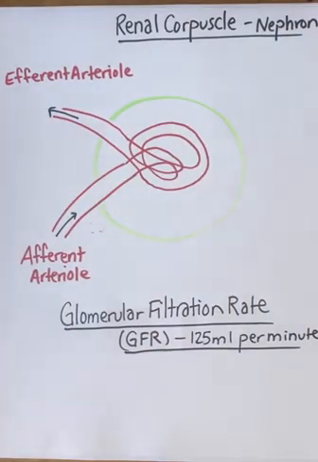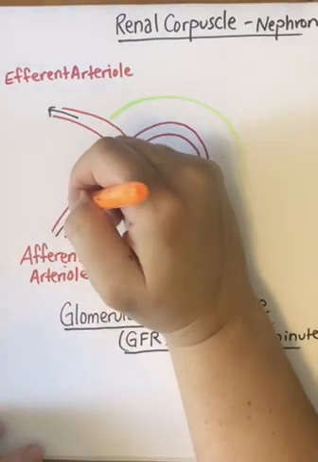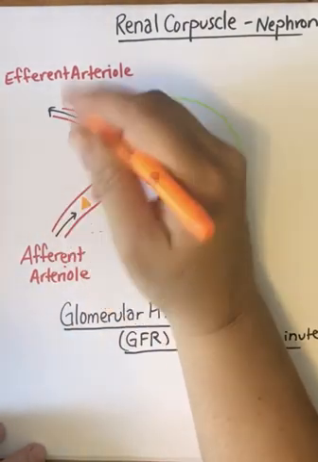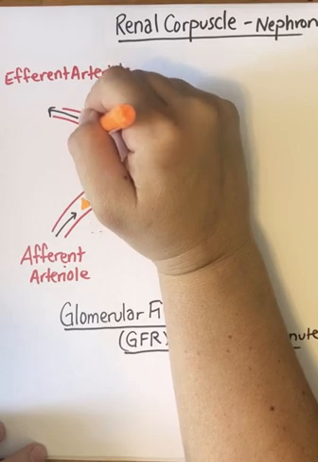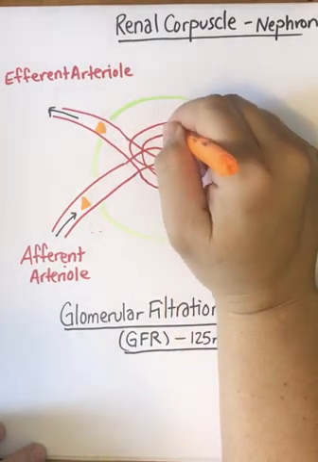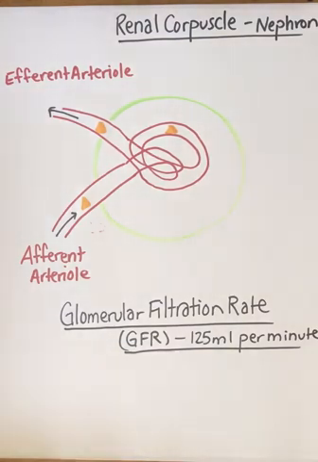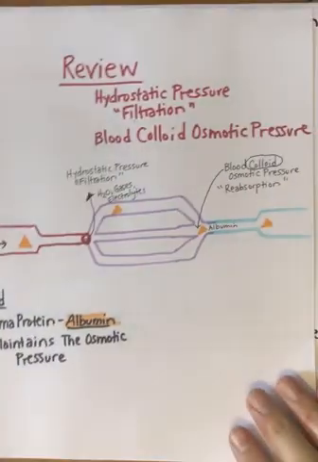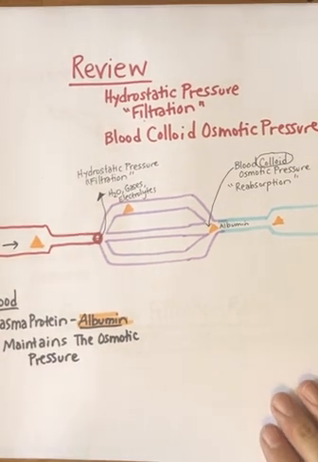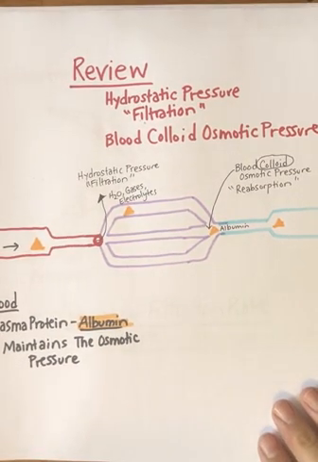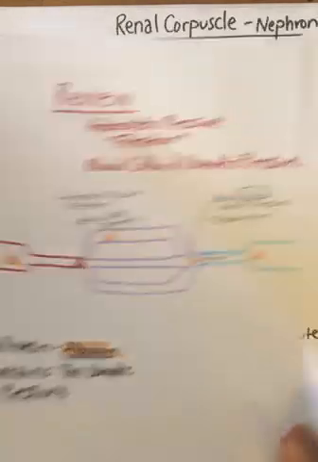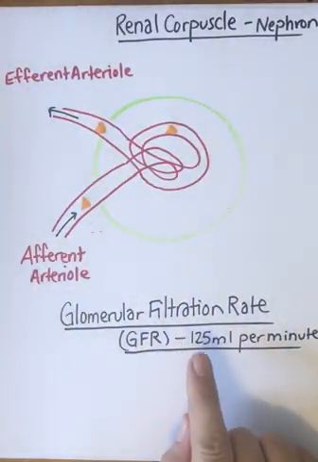But we also have to talk about albumin. Albumin is a plasma protein that is inside of your blood. So albumin would still be in your afferent arteriole as well as your efferent arteriole because it's too large to exit. So we're using the same terms, hydrostatic pressure or filtration, and we're still using blood colloid osmotic pressure. Now this is going to determine the amount of glomerular filtration rate.